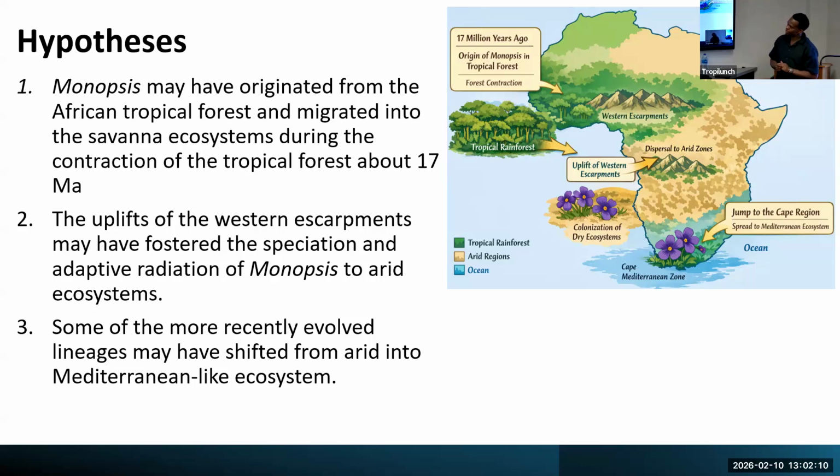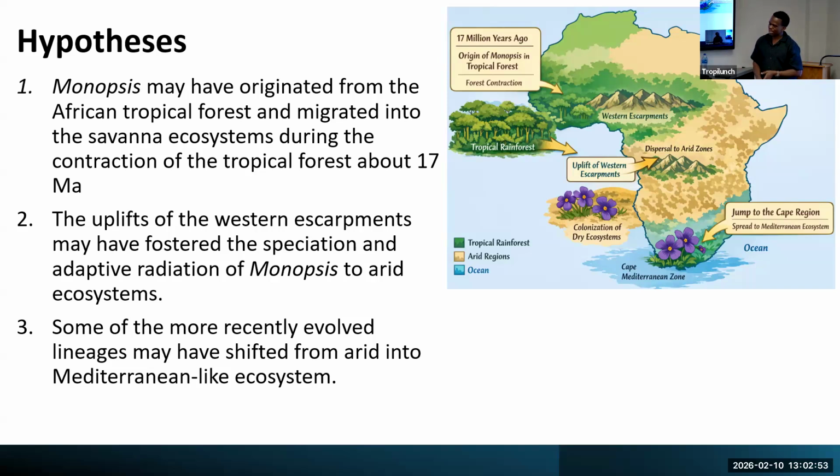But my hypothesis is quite different, because my hypothesis number one is almost the direct opposite of the Cape to Cairo. I assume that Monopsis originated in the tropical forest, which is northwards, and then about 17 million years ago, during the oscillation of climate temperatures, when the tropical forest started to fragment, that's when Monopsis was able to jump from the tropical forest to the savanna ecosystem. So in that way, it was able to colonize a new ecosystem. So that's my hypothesis. We're just trying to understand if Monopsis originated in the tropical forest.